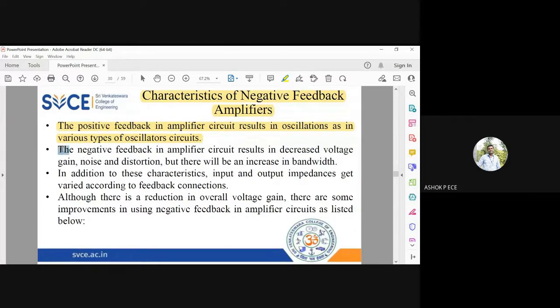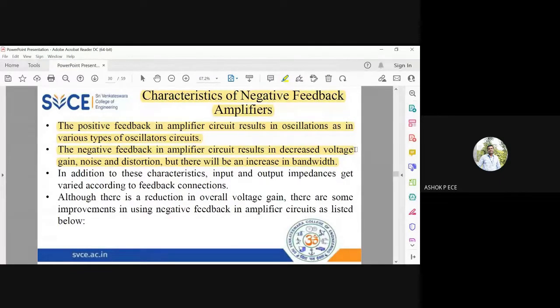So I am going to use negative feedback in amplifier circuits, which will reduce my noise, which will reduce my distortion. All these are possible, but there will be an increase in bandwidth. So only one drawback in negative feedback is that voltage gain will reduce. All the other parameters, noise, distortion, everything will improve. Only one drawback, the gain will be reducing.